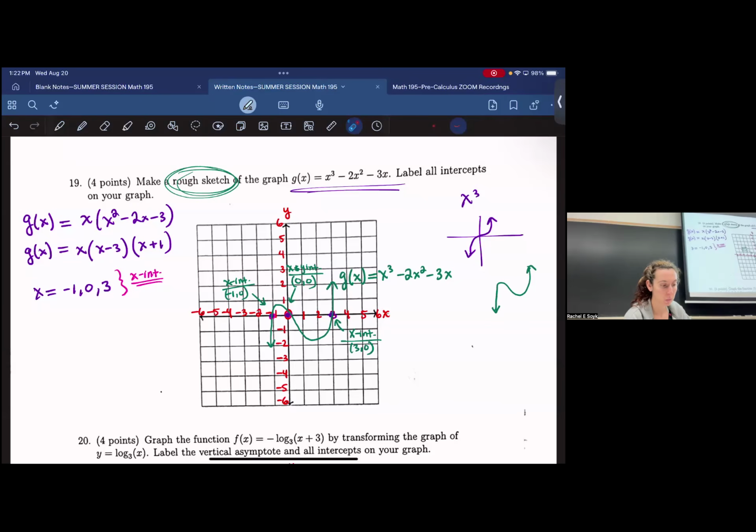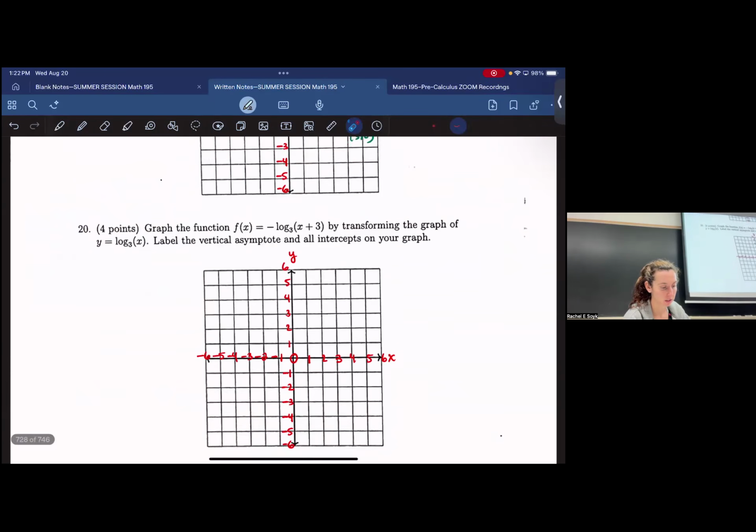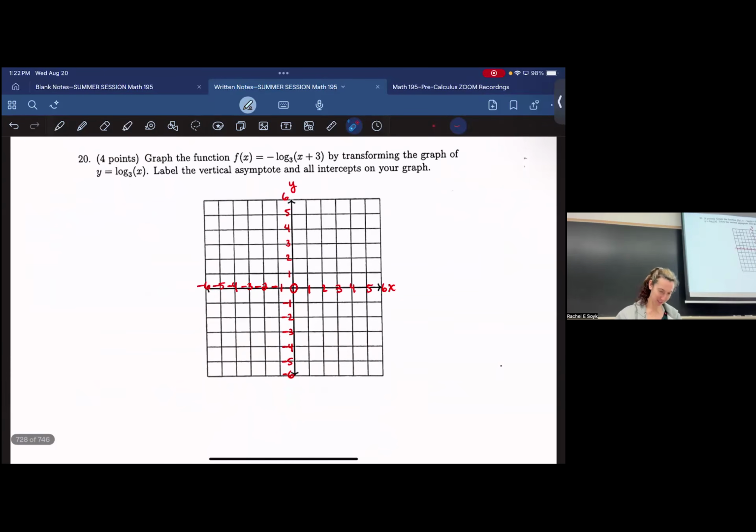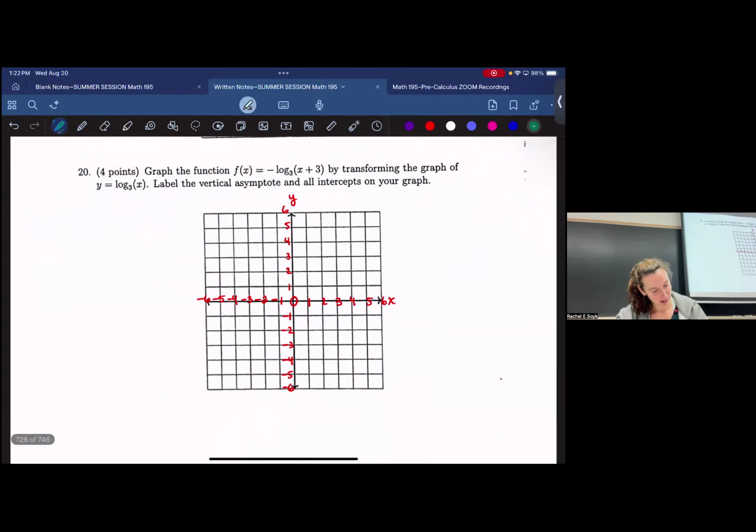Okay, question 20. Another graphing question. We're asked to graph a logarithmic function this time. So negative log base 3 of x plus 3, by transforming our log function, log base 3 of x.